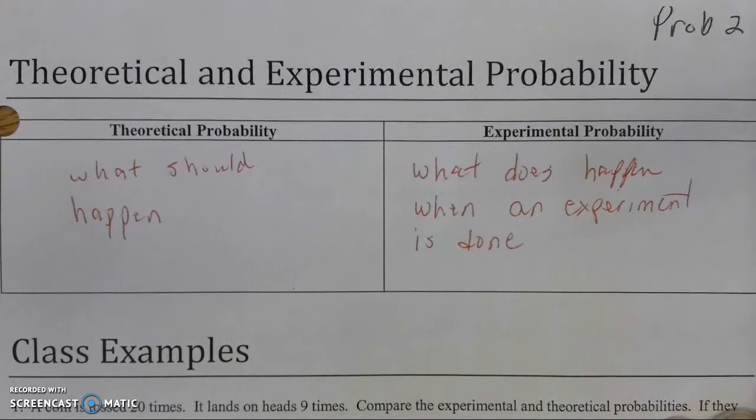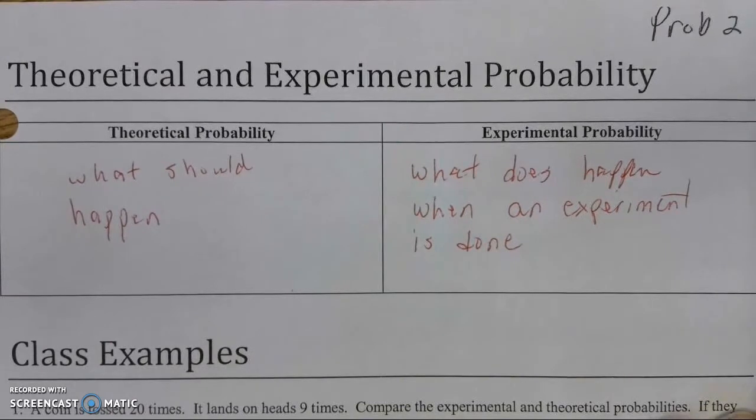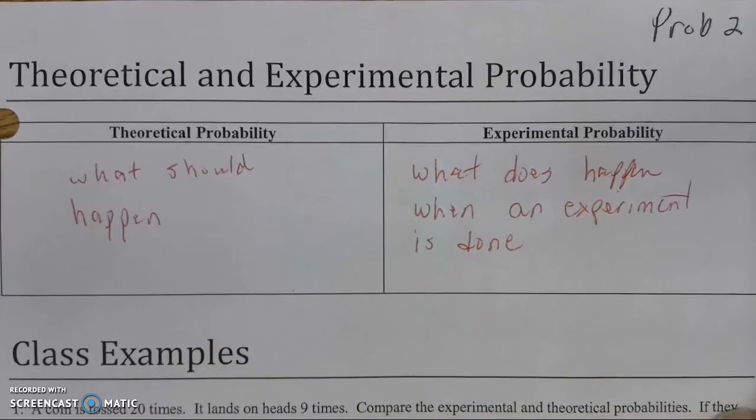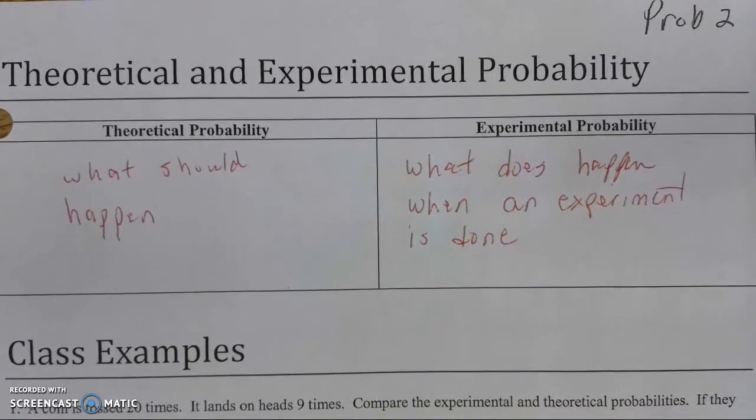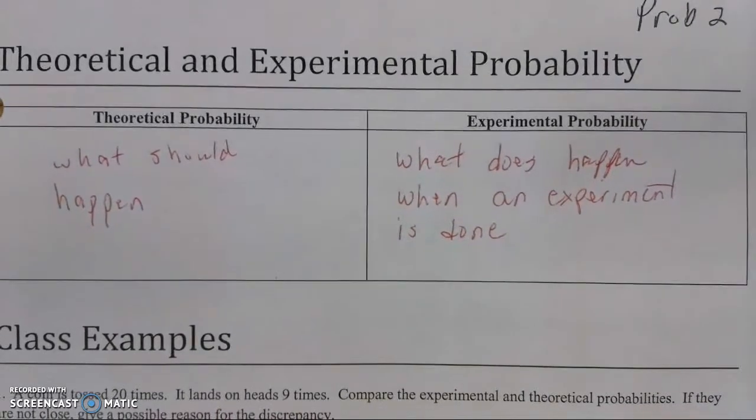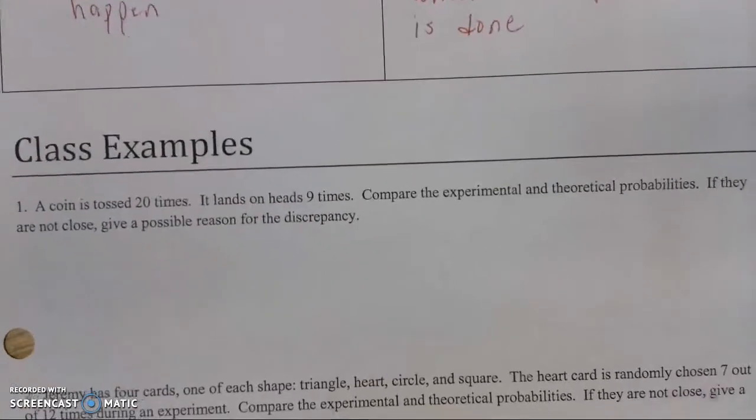So experimental is what does happen. Theoretical is what should happen. Now, with experimental, the more experiments you perform, the closer you will get to theoretical. So let's take a look at some examples.